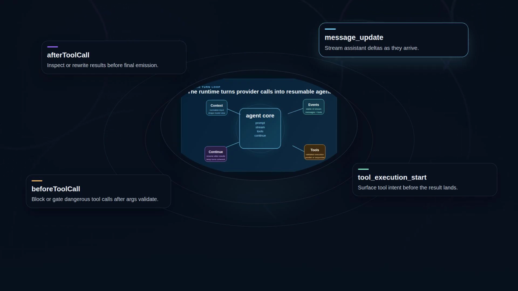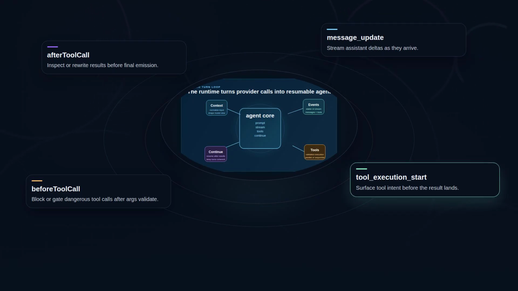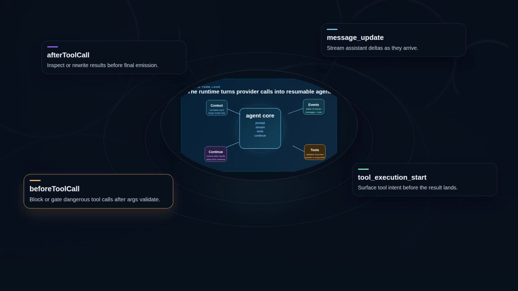The event model is the other reason Agent Core stays reusable. The loop emits start, turn, message, and tool execution events as it progresses, so a UI can stay responsive while the work is happening. That is the difference between an opaque completion and an observable runtime. Before tool call runs after argument validation and can block execution. After tool call, the README even calls out an important semantic detail.